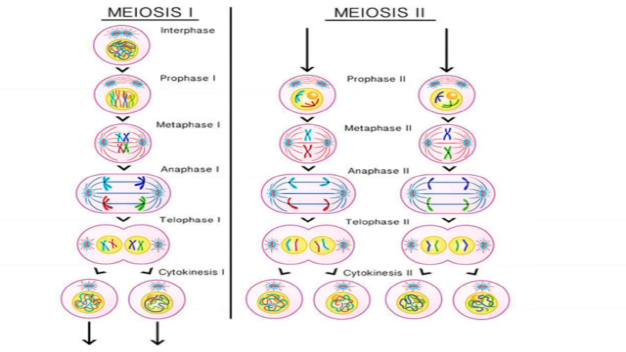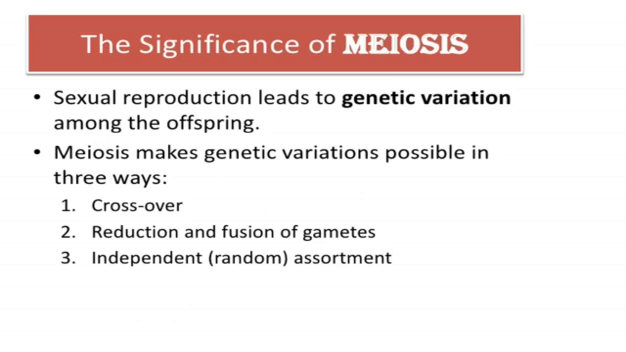Okay, that is all about meiosis. Let's see the significance of meiosis. Sexual reproduction leads to genetic variation among the offspring. Meiosis makes genetic variation possible in 3 ways, that is through crossing over, reduction and fusion of gametes, and independent assortment. That's all about meiosis.